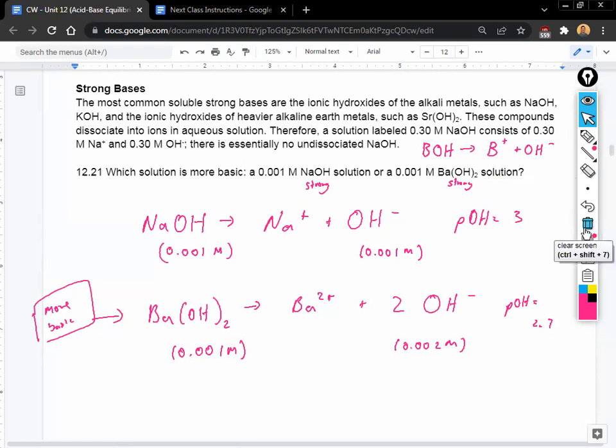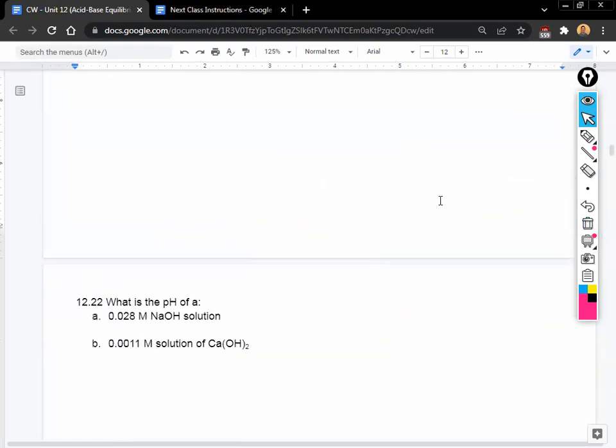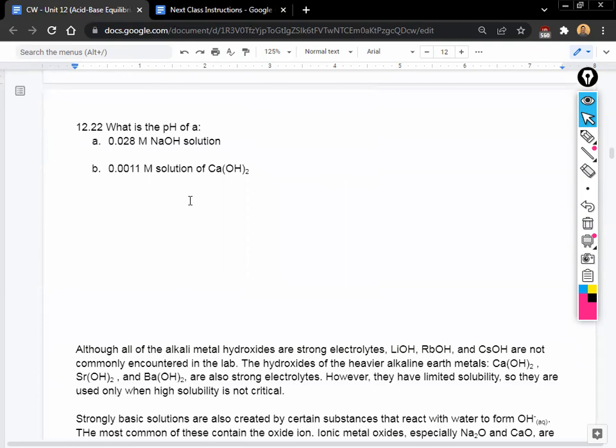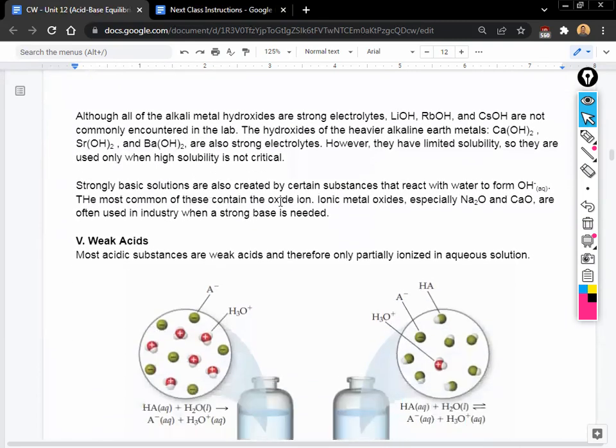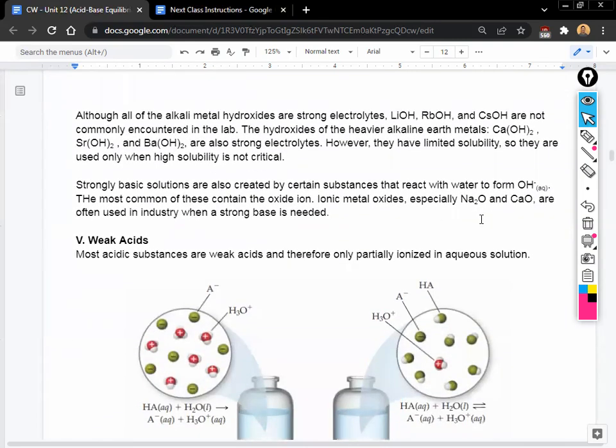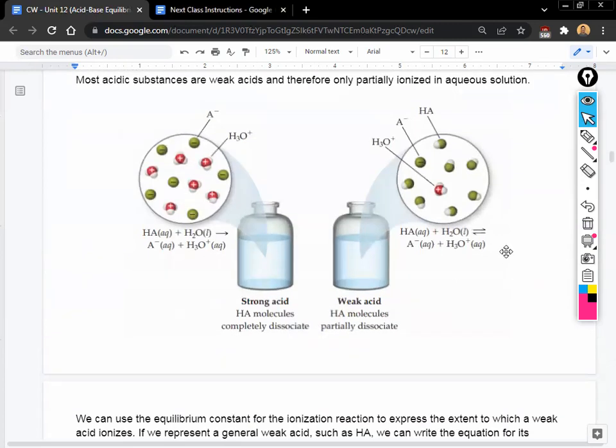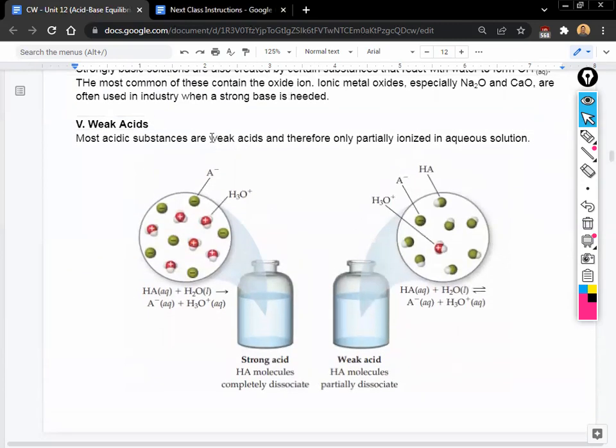All right, we'll just do one more section and then we will move on. God bless you. Okay, we are going to skip 12.22. And then we're going to jump straight into weak acids. Now, weak acids, and I want you guys to make sure you're very aware of this. They only partially ionize in water, okay? So only some of the weak acid molecules are actually going to break down.